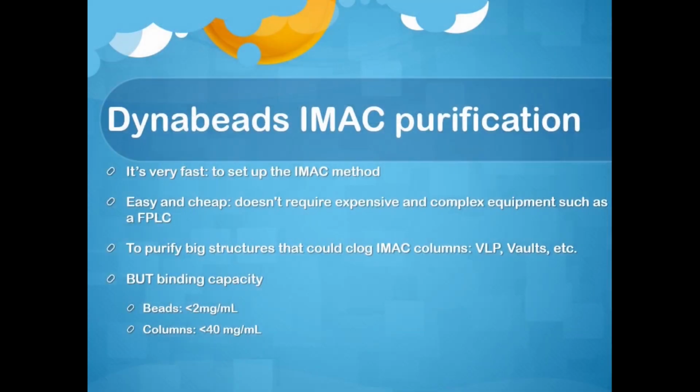This method is very fast, easy and cheap, and it takes about half an hour. It's appropriate to set up the IMAC technique, being able to carry out several purifications at the same time to look for the best buffers. It can also be used to check that the IMAC method works with a particular protein before starting a complex IMAC purification by FPLC. This method can be used to purify big structures that could clog the IMAC columns, such as VLPs or vaults. However, the binding capacity of Dynabeads is much less than that of packed column resins, but it can be used as a final purification method when small amounts of protein are needed.